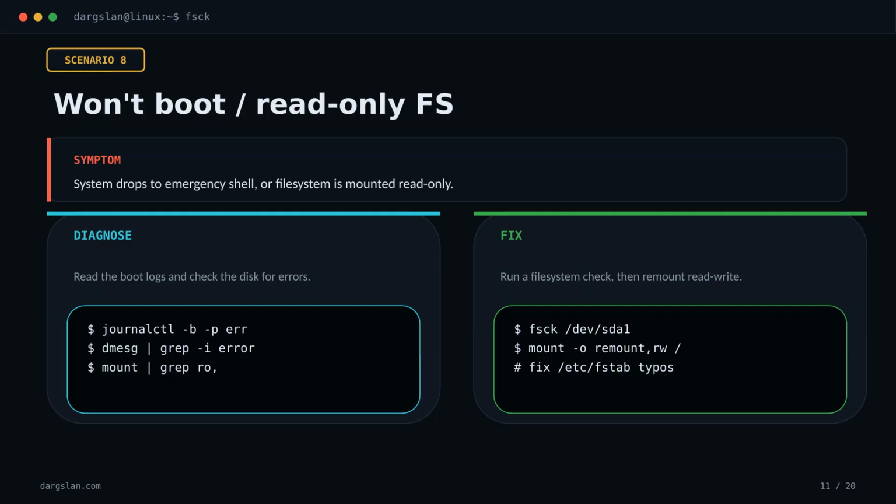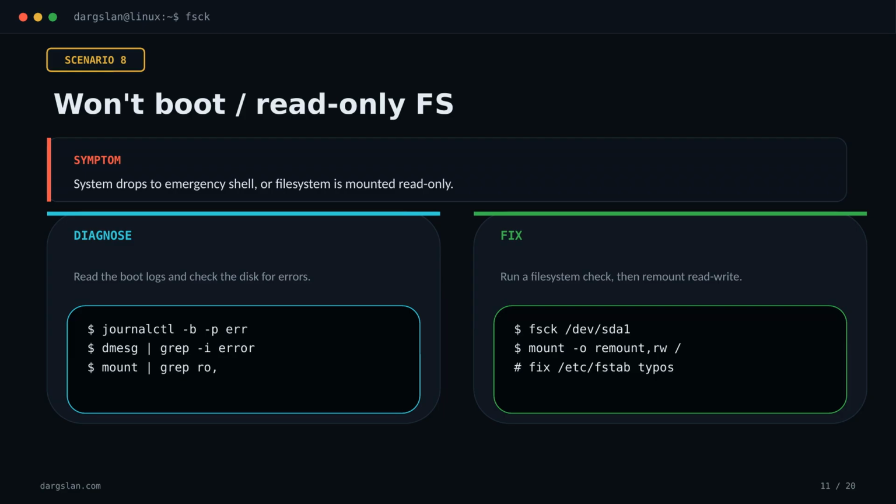First, find out why. journalctl -b -p err pulls every error from the current boot. dmesg piped through grep error surfaces kernel complaints, and mount piped through grep will confirm which file system is read-only.